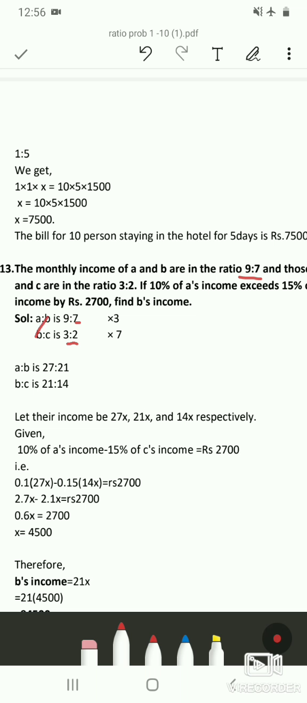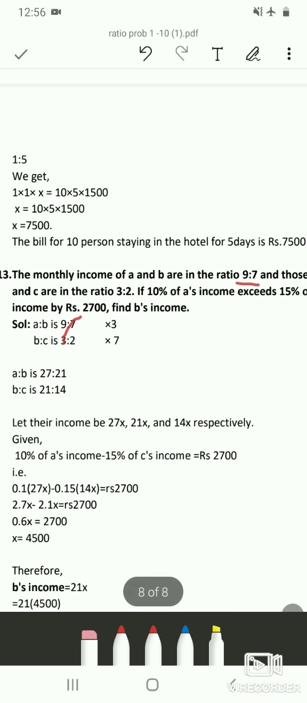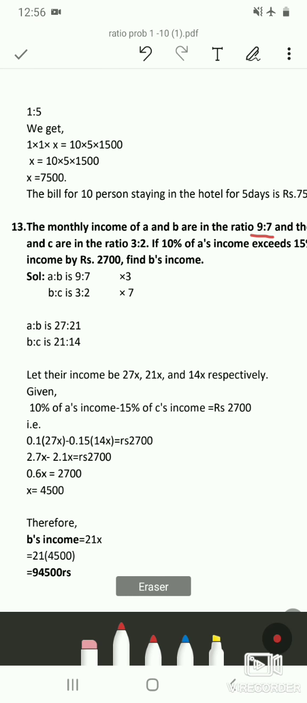Here you can see B is common. So, try to make these values the same. You can multiply the first ratio by 3 and the second ratio by 7. When you simplify, you will get A is to B as 3 9s are 27 and 3 7s are 21, and B is to C as 7 3s are 21 and 7 2s are 14.